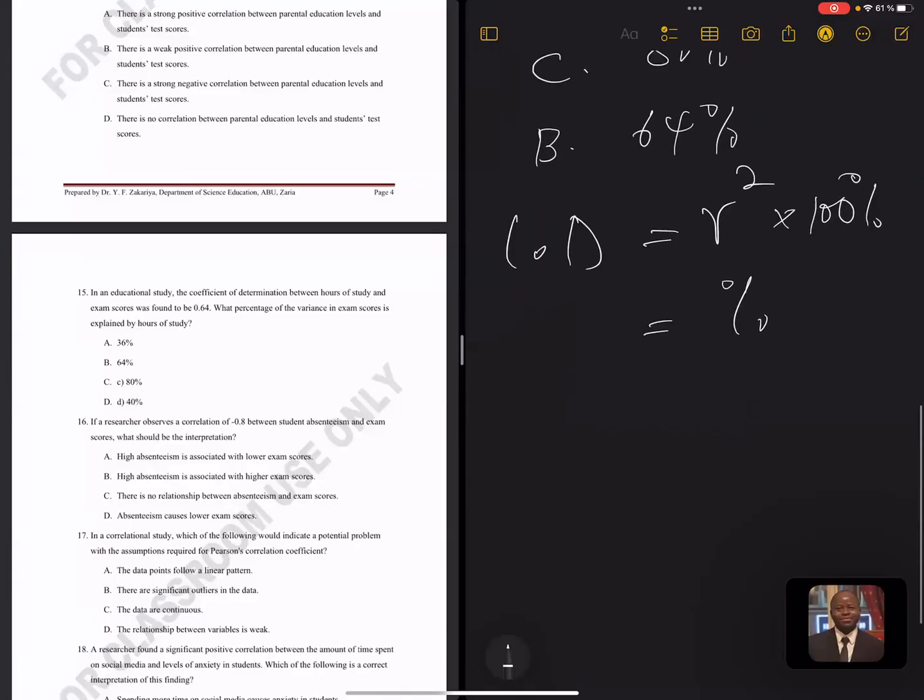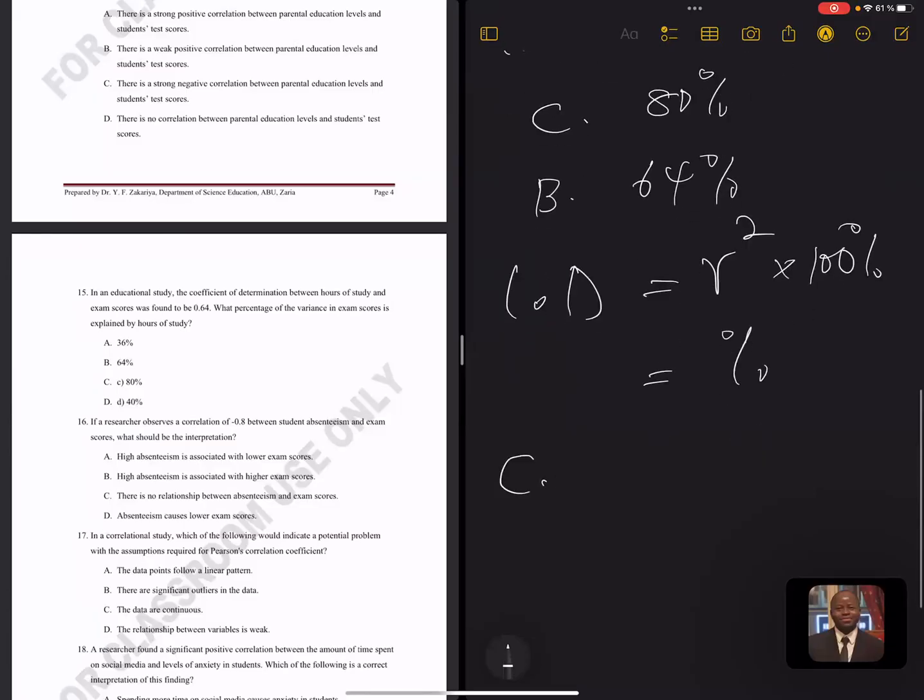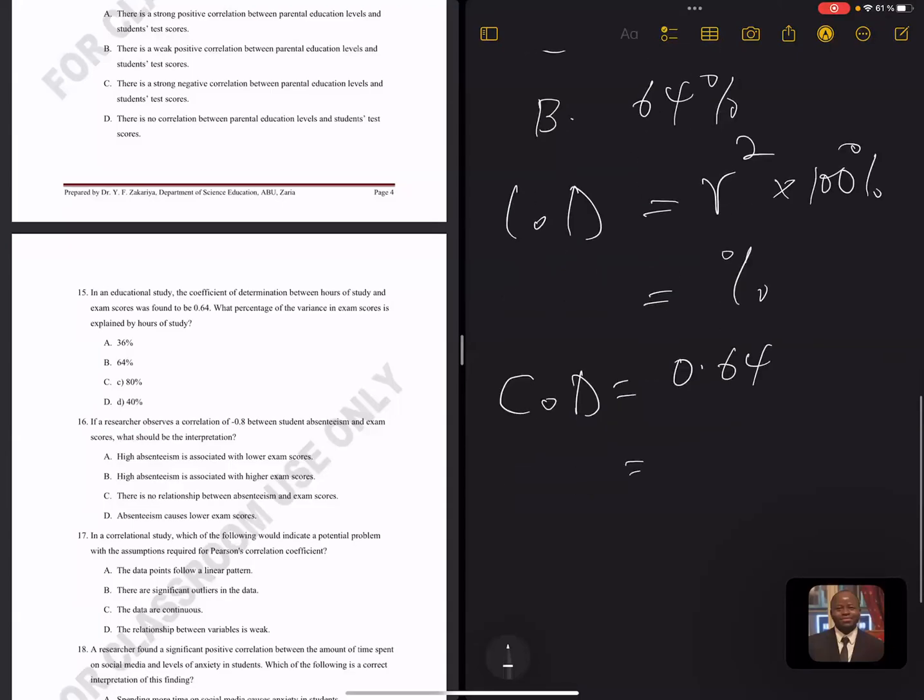So in this case, the coefficient of determination is given to be 0.64. So when you multiply this by 100%, whenever you are multiplying by multiples of 10, what you just need to do is to shift the point forward in accordance with the number of zeros.